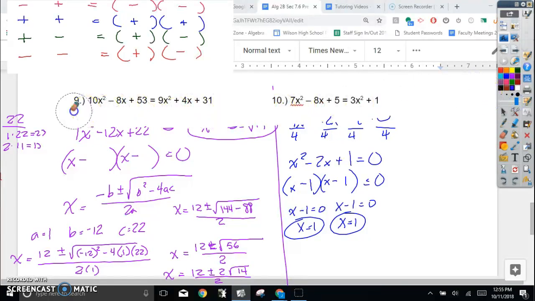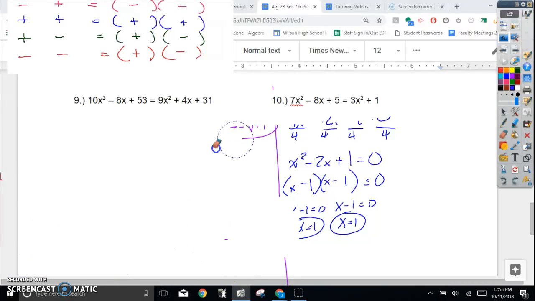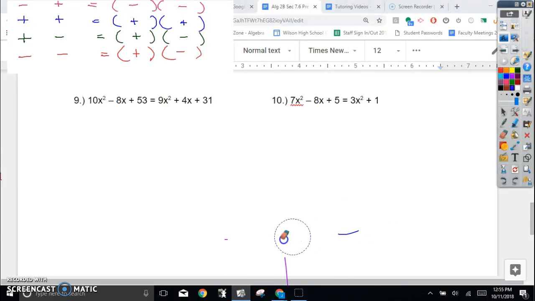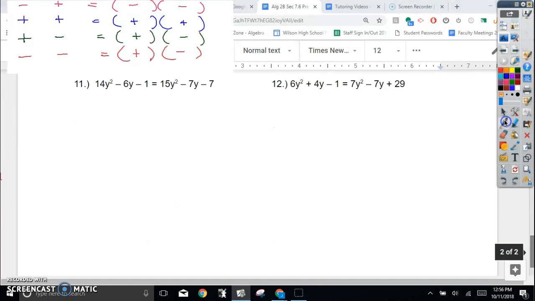Give me a second to get set up here for the last two. Yeah, 9 deserves a star. That was a tough one. Coming down here to your last set, and then we'll be finished with 7.6 day 2. Looks like 15 is larger, so I'm going to move the 14 over. So I'll have 1y squared, which means I'm going to add this 6y over. So that would be minus 1y, and then I'm going to add this 1 here to get minus 6. That's now 0. Remember, I subtracted this over.